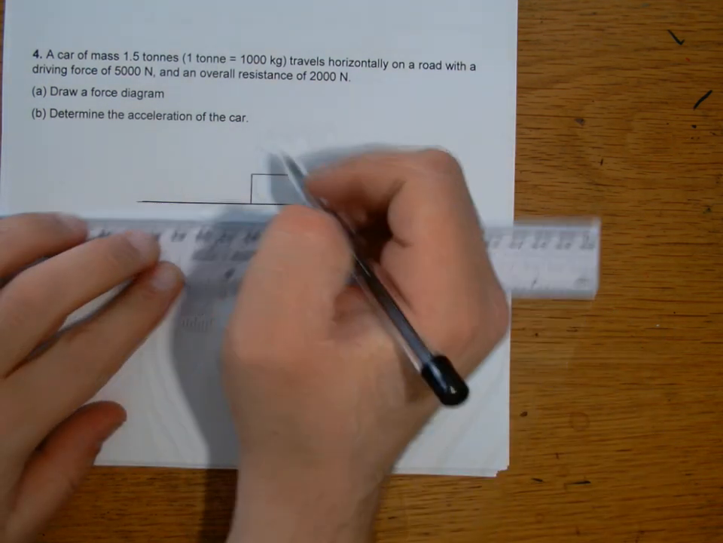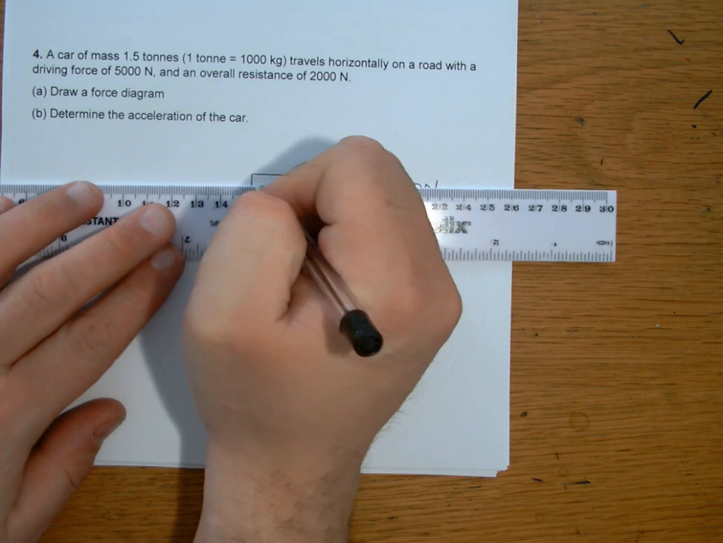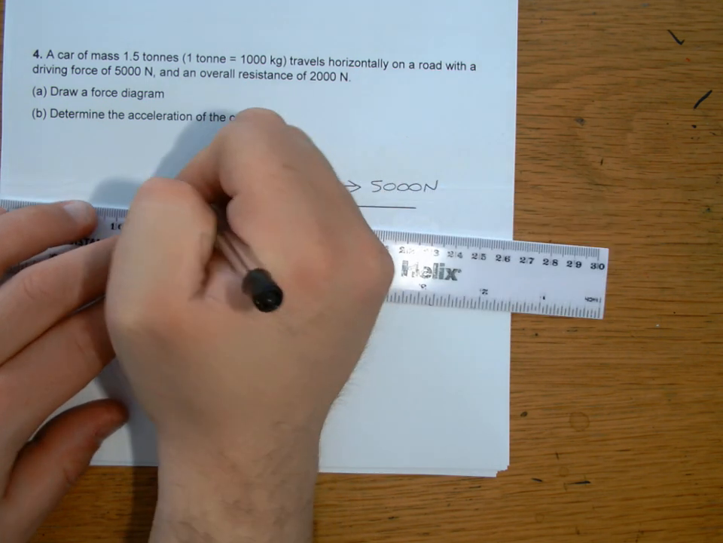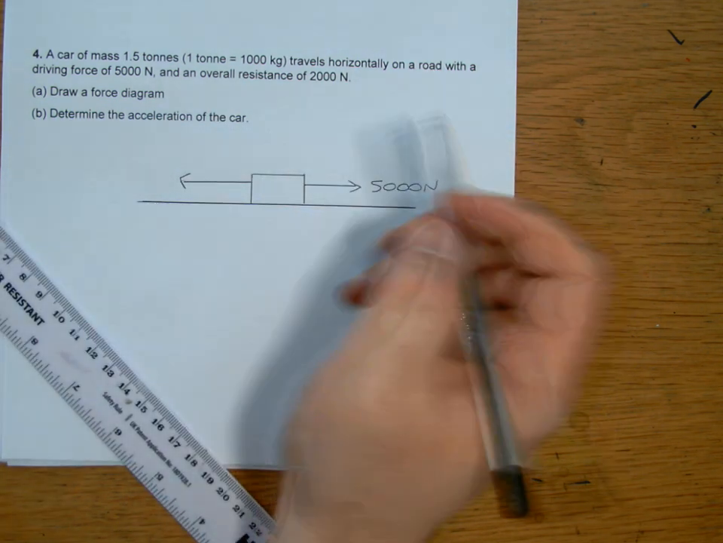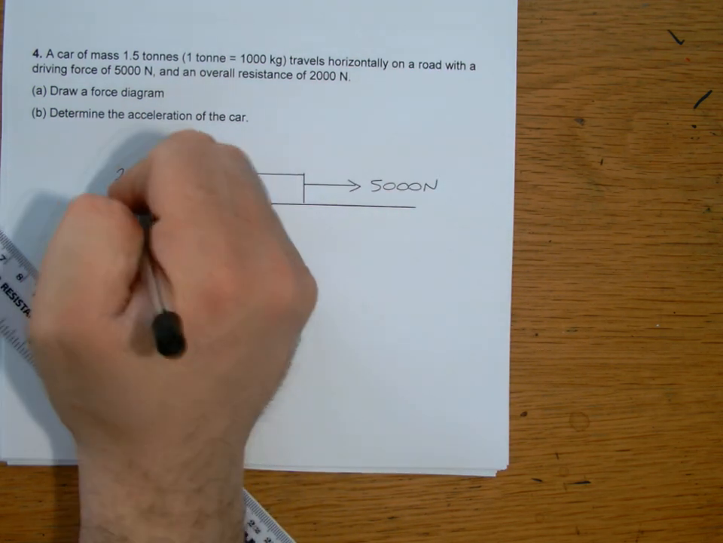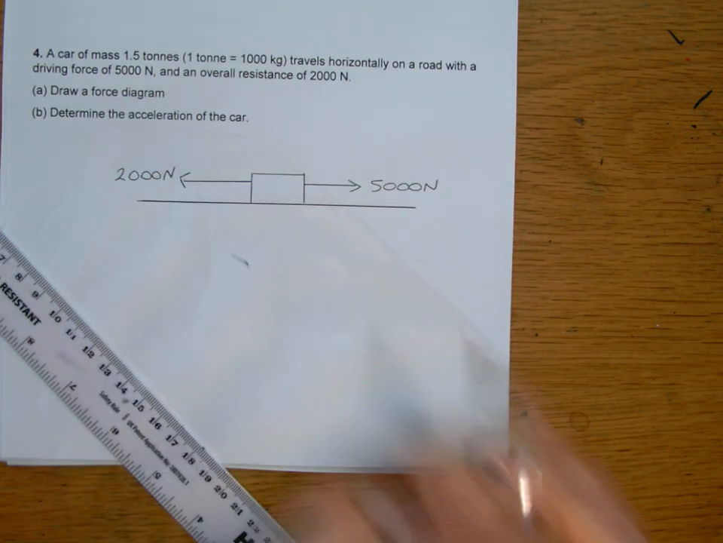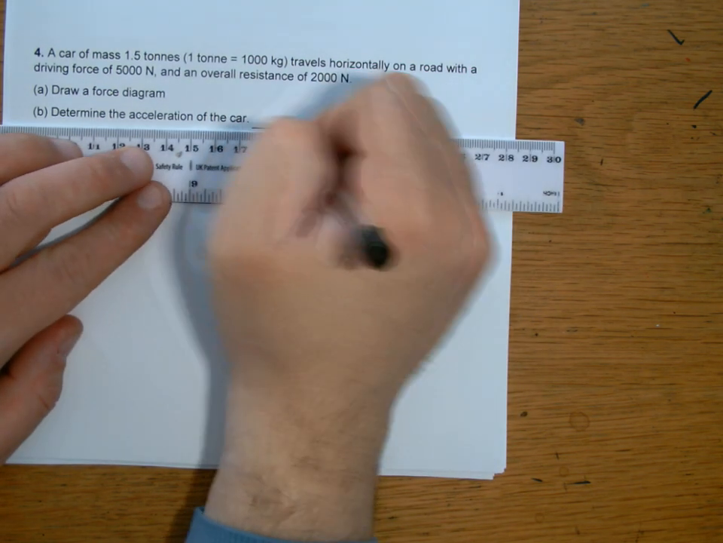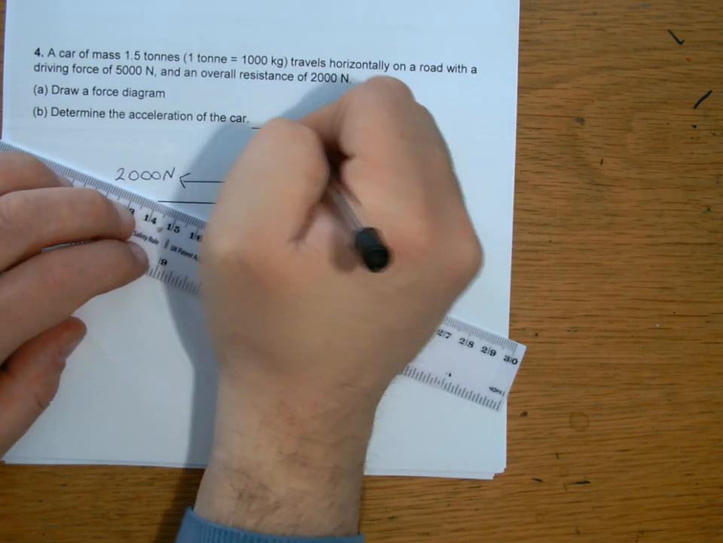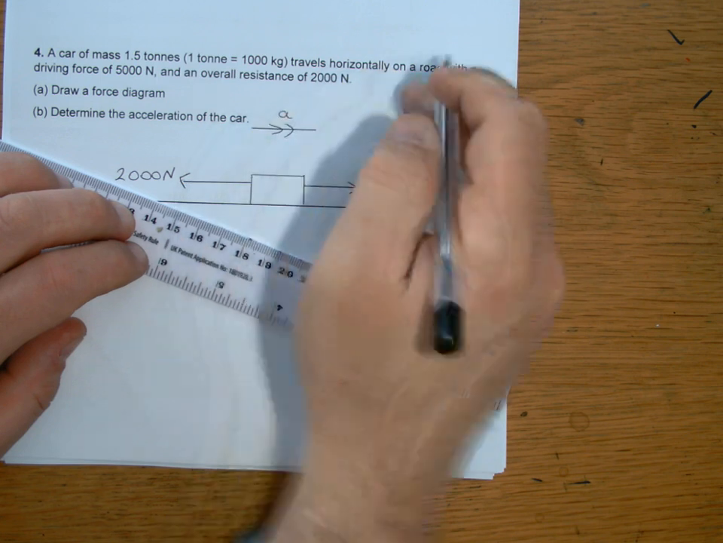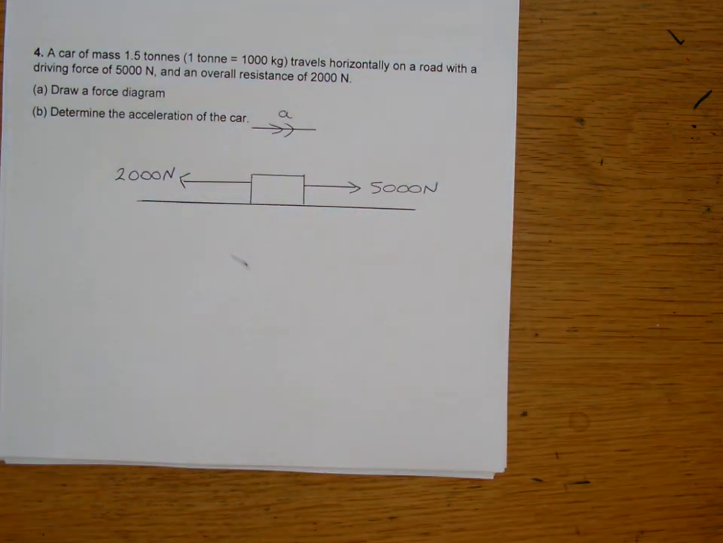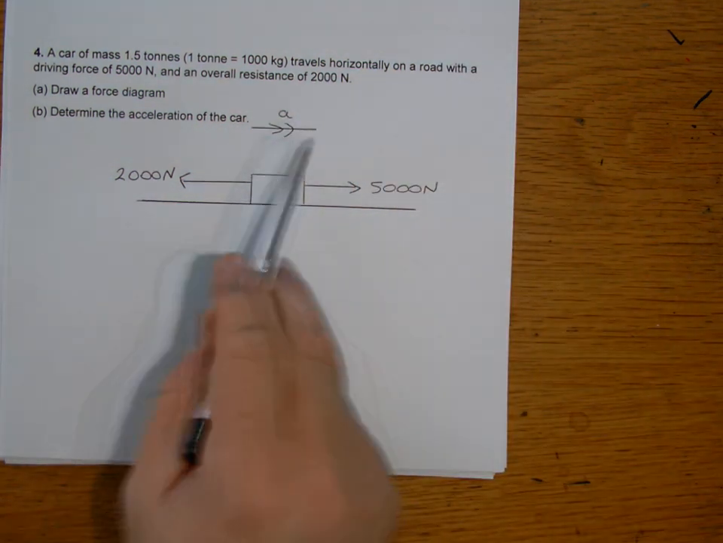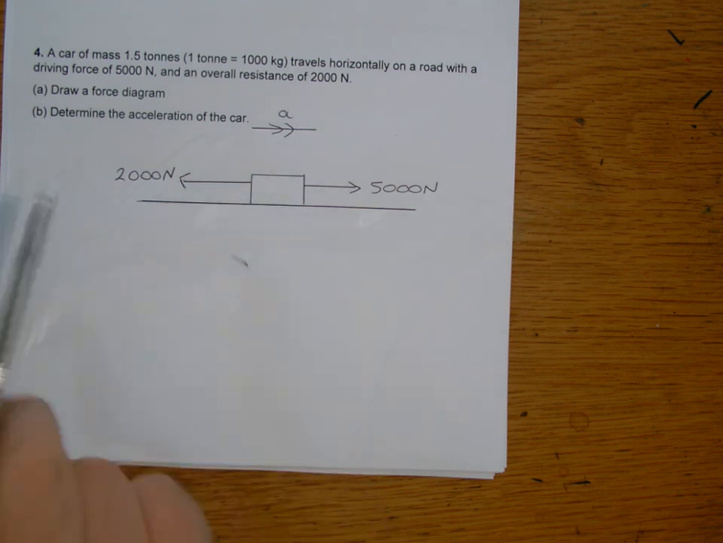But it's got a resistance, so that's opposing the motion. We're going to have air resistance and wind resistance and so forth. That will be 2,000 newtons. Now the other thing we need to do is to put our acceleration in. So remember it's a double-centered arrow there, and we label it A. That's important to show the direction of motion.